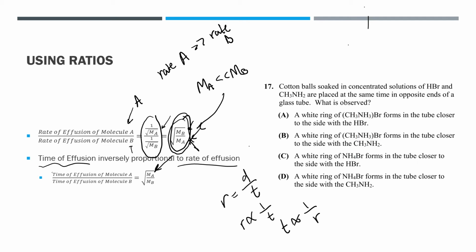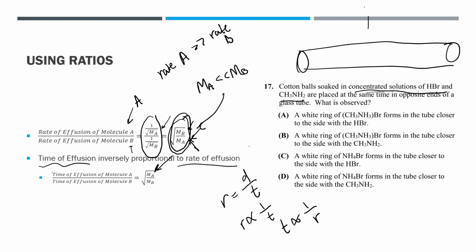So cotton balls are soaked in concentrated solutions of HBr and methylamine and are placed at the same time in opposite ends of a glass tube. What is observed? Let's draw a picture. We have a glass tube, a cotton ball with one, a cotton ball with the other, and say this one has CH3NH2 and this one has HBr.